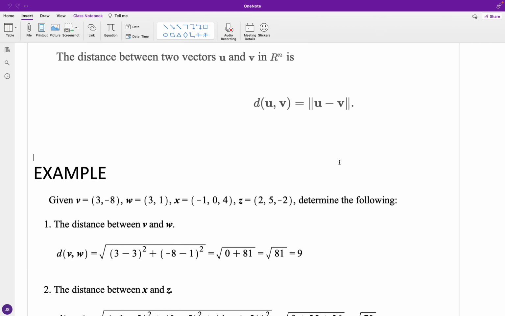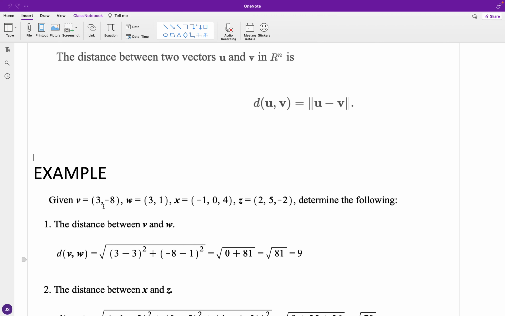And in R3, we have x with -1, 0, 4, and z with 2, 5, and -2. And first of all, if I look at the distance between v and w, we're looking for the magnitude. Where I had u minus v for the distance between u and v, I'm going to have the magnitude of v minus w.